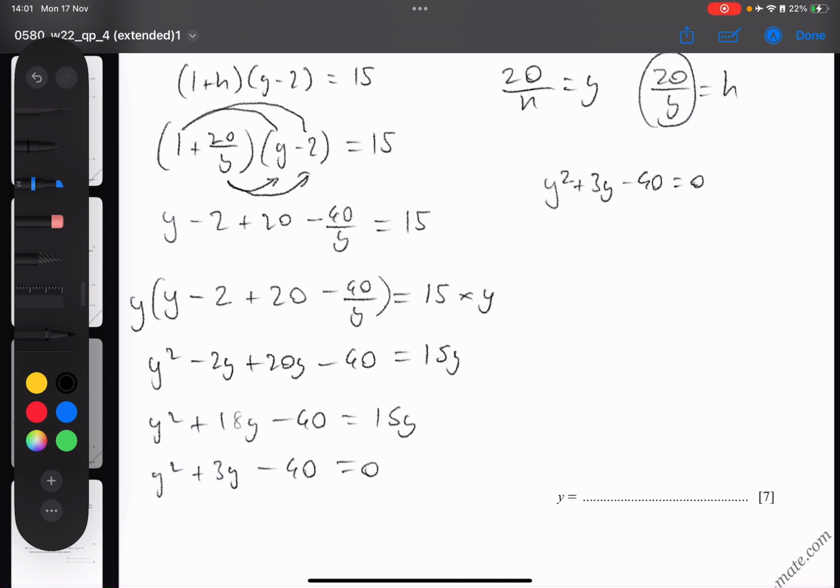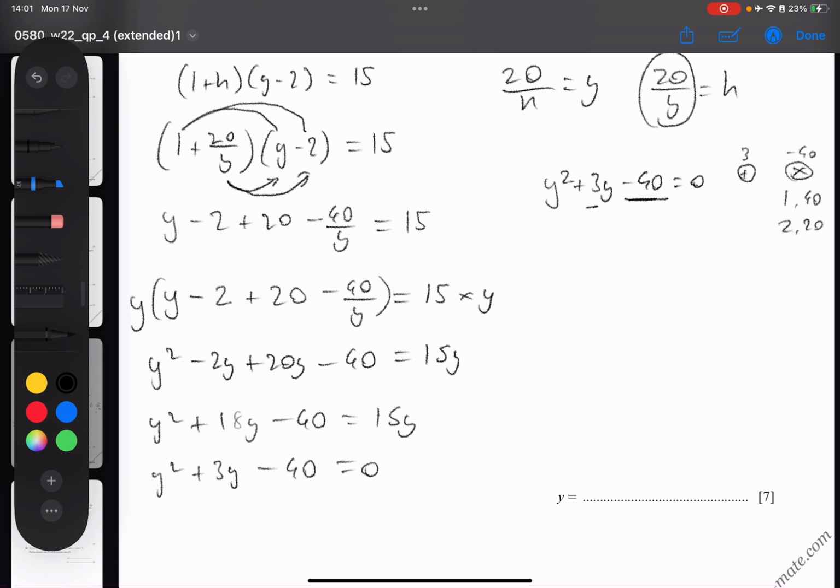What I'm looking for is two numbers which will multiply to give me negative 40 and will add to give me 3, bearing in mind that one of them must be negative. So let's think about the numbers which multiply to make 40. Well, there's 1 and 40, but I'm pretty sure that's not going to work. If one of them's negative, I'll get 39, and if the other's negative, I'll get negative 39.